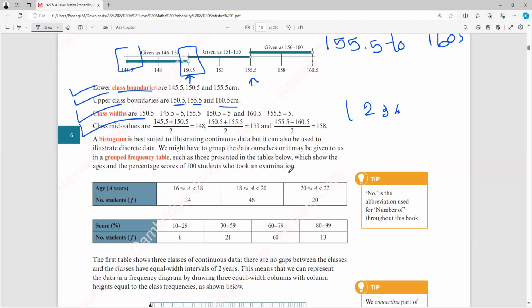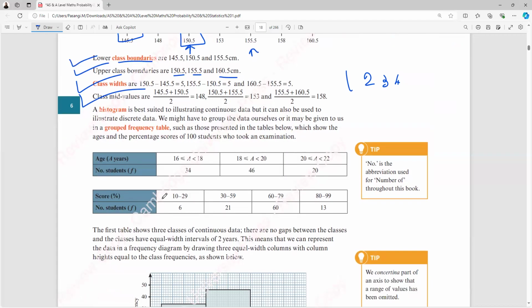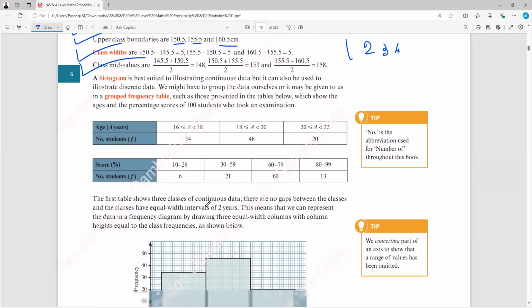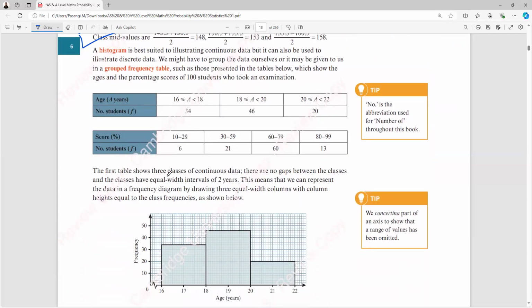took an examination. Here we have the age in years and the number of students who participated, and the scores and the number of students as well. The first table shows 3 classes, but the second table has 4 classes. The first table shows 3 classes of continuous data. See here, it stops at 18, but again it starts from 18. There are no losses here. Because of that, it's a continuous data histogram. There are no gaps between the classes and the classes have equal width also.